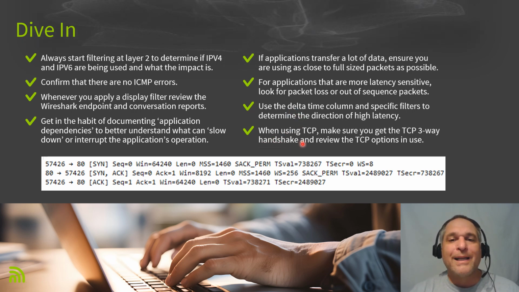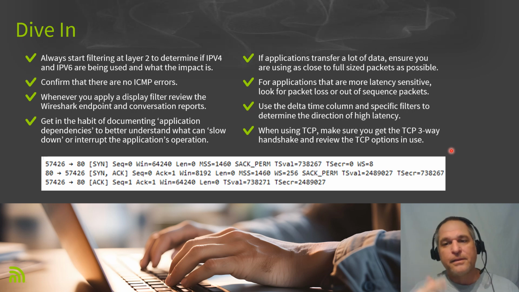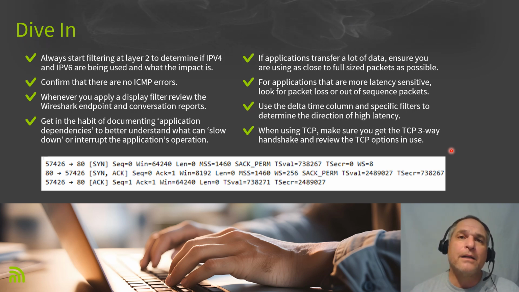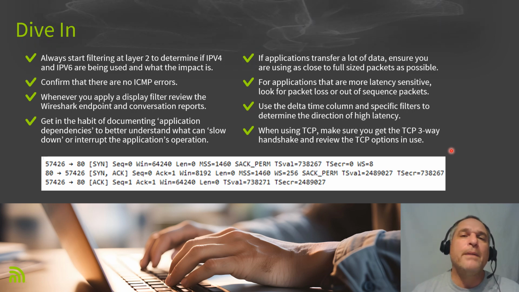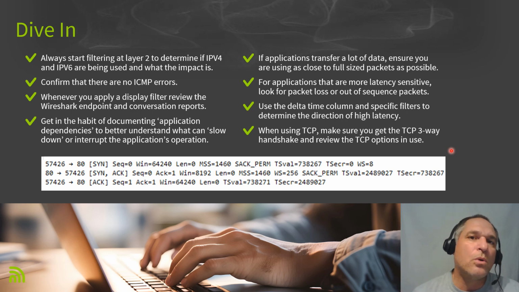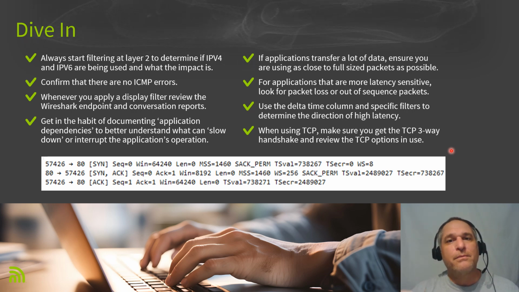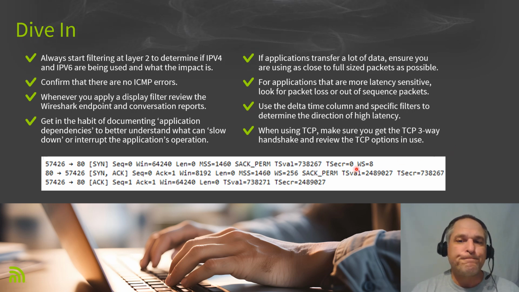For applications that are more latency sensitive, look for packet loss. So the second example are latency sensitive applications. You want to make sure those packets come in order, and you want to make sure there isn't a lot of jitter. Use the delta time column, and this goes hand in hand with that last comment. So in Wireshark, if you turn that delta time on, and I've got lots of videos showing you how to do that, you can find out where that big delay is. That big delay points you towards that device, all right? And that's where you start moving your test points around so you can validate where that is.